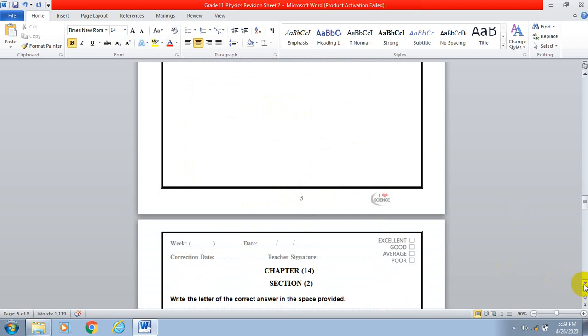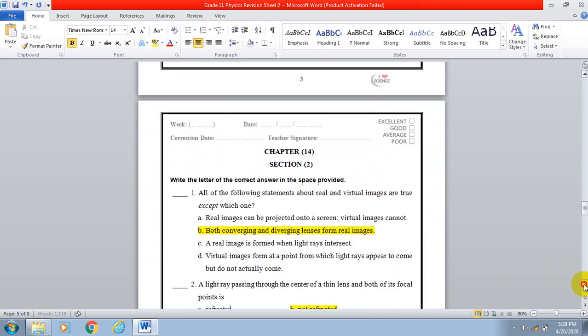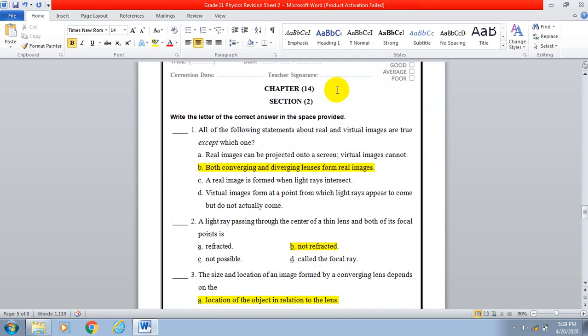Now we have, for this lecture, chapter 14. That was the remaining things we solved for questions 9 and 10. Now chapter 14 section 2, we will solve a few options in it, and then in the upcoming Thursday lecture we will continue it. Okay, write the letter of the correct answer in the space provided.